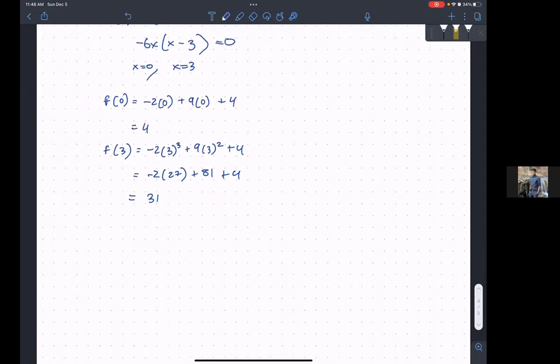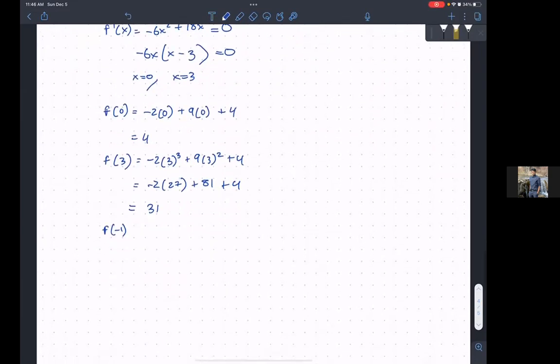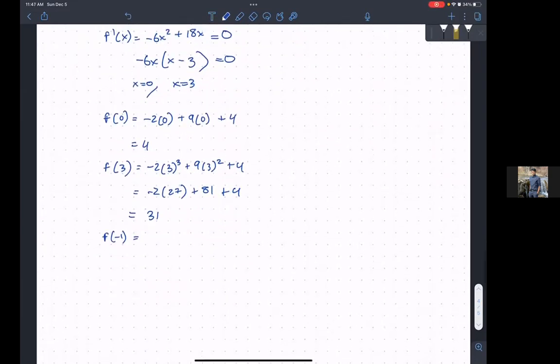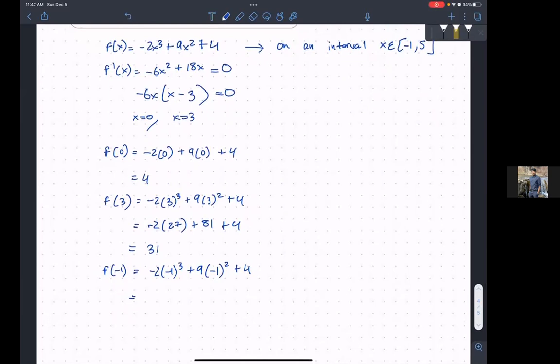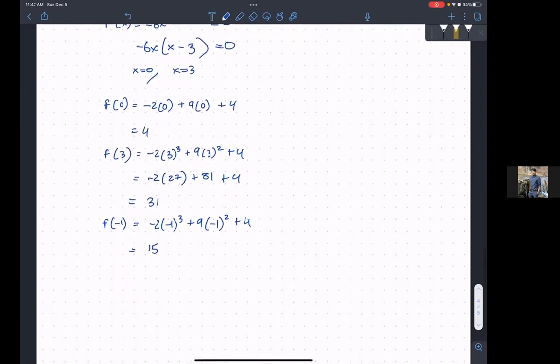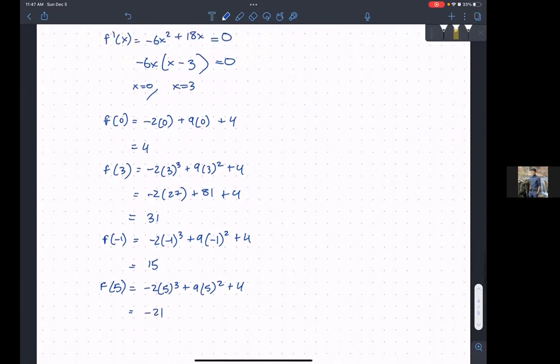So let's do that. So f at negative one will be negative two times negative one cubed plus nine times negative one squared plus four. So that's just going to equal 15. Okay, and then we also have f at five, which is going to be negative two times 5 cubed plus 9 times 5 squared plus 4, and that's going to equal negative 21. Okay, so now we have all the values.